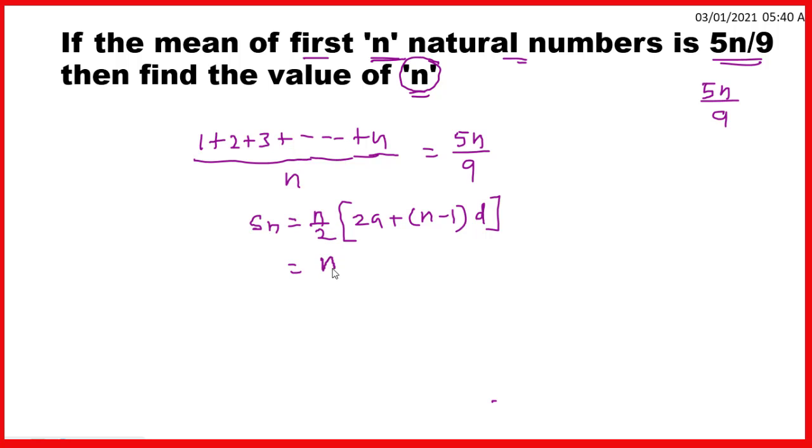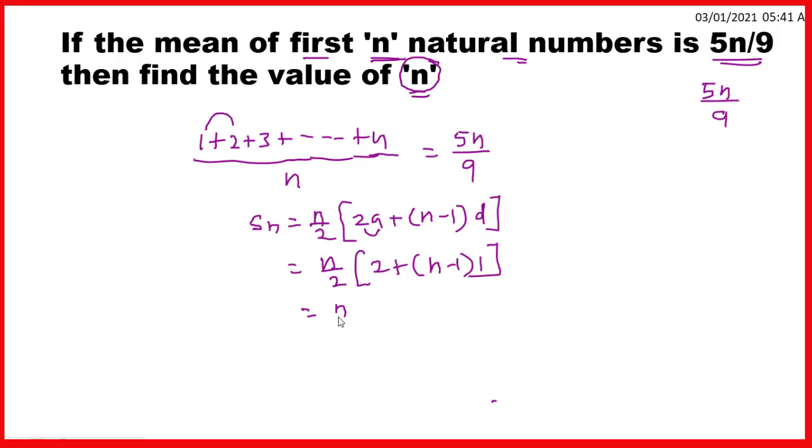N by 2 into bracket 2a, that is 2a means what? A is the first term. What is the first term? First term is 1. So it will be 2 into 1, and so that is 2 plus n minus 1, close the bracket, into d. D is a common difference, that is second term minus first term. Second term minus first term यह हमें common difference देता है. So 2 minus 1, that will be 1.